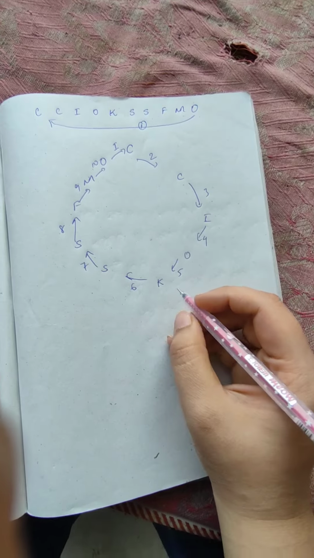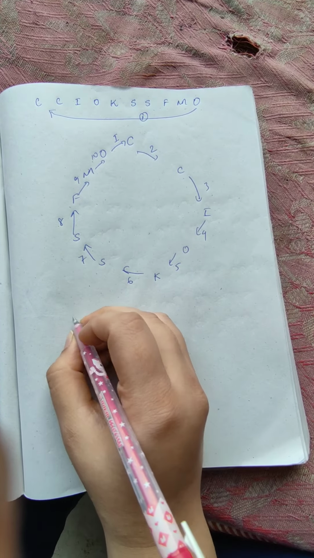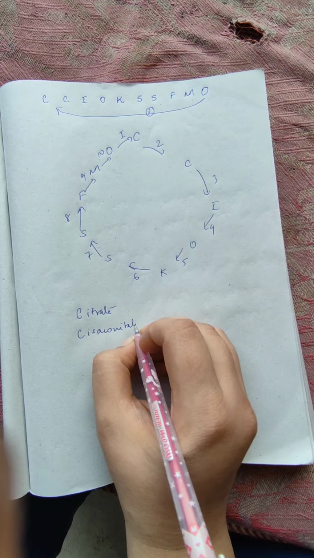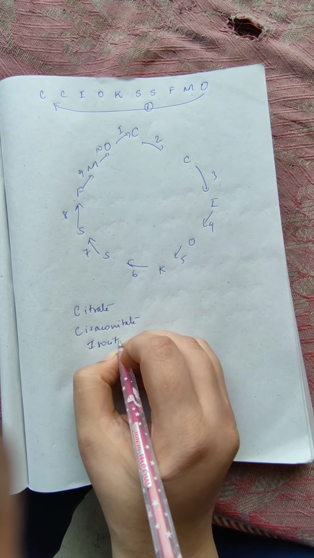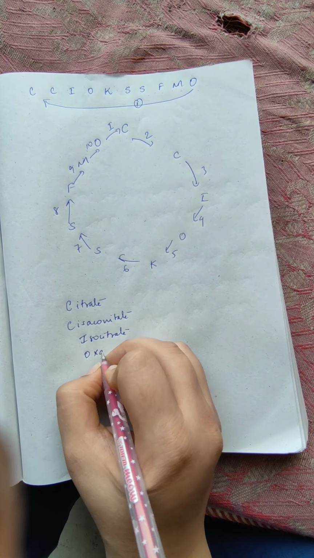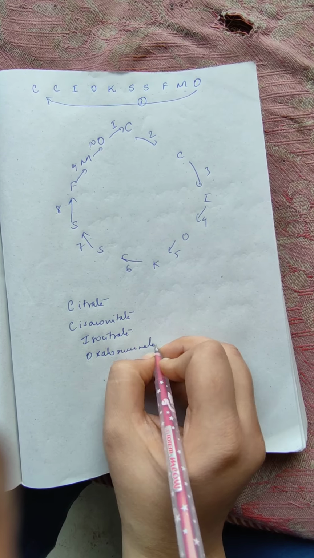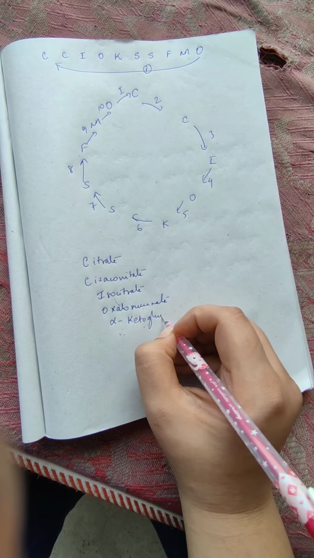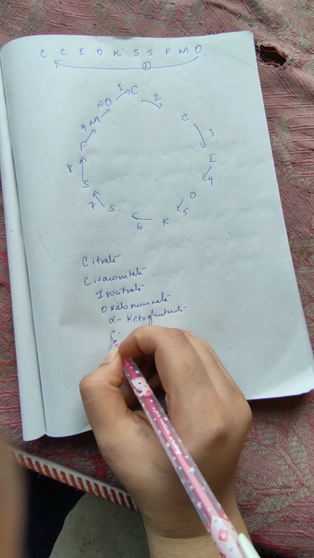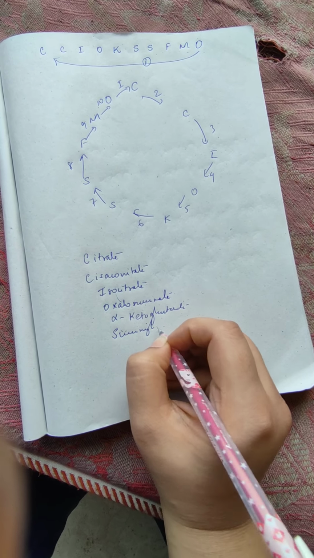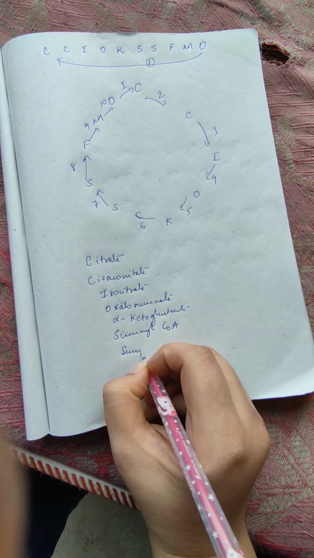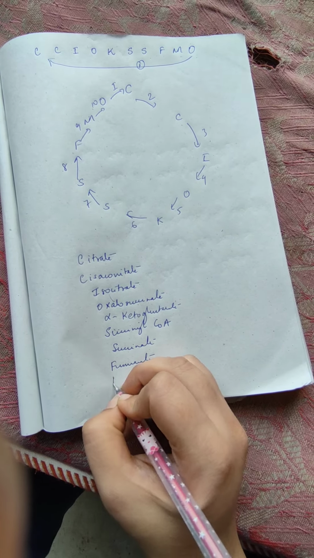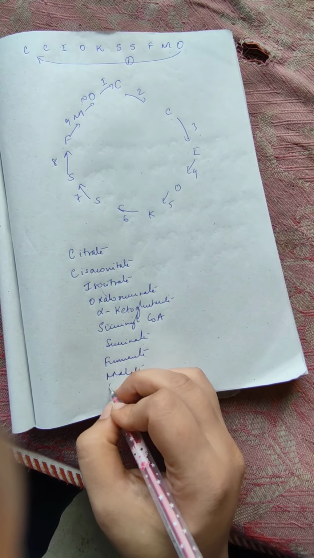There are 10 steps in this cycle. So what are these? Citrate, cis-aconitate, isocitrate, oxalosuccinate, alpha ketoglutarate, succinyl CoA, succinate, fumarate, malate, oxaloacetate.